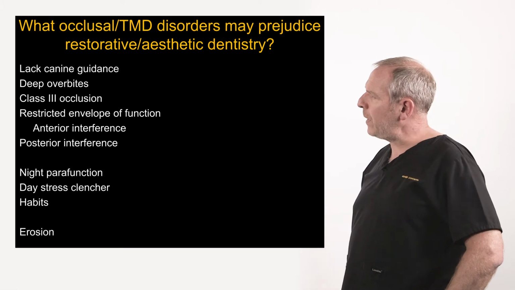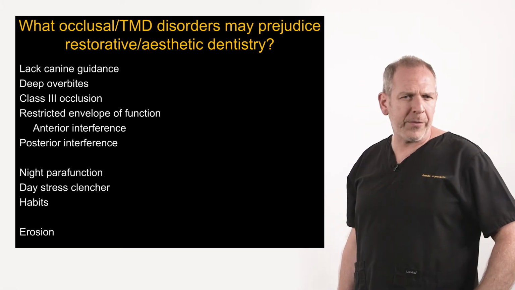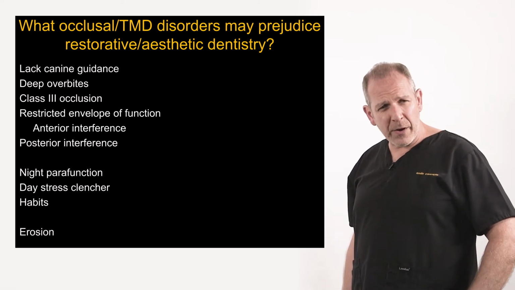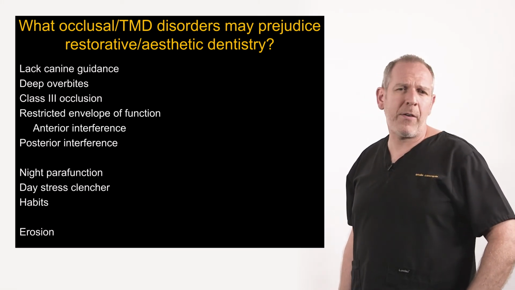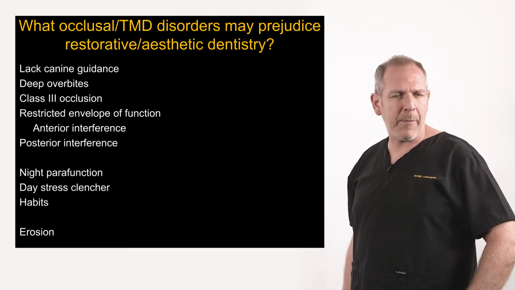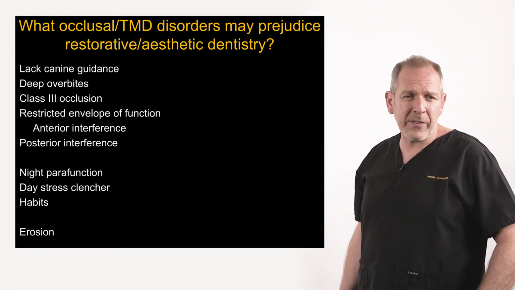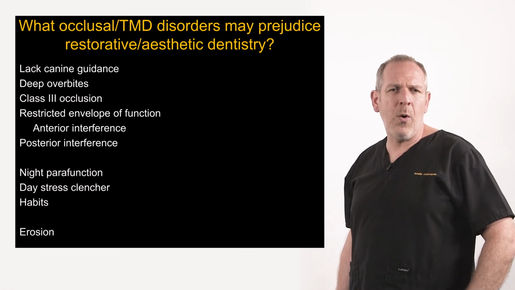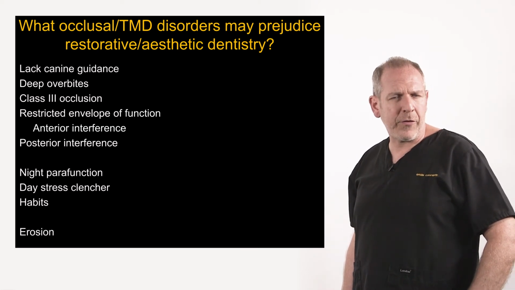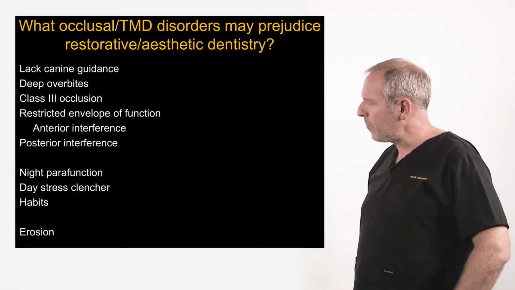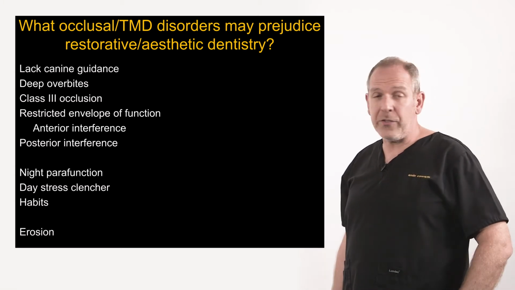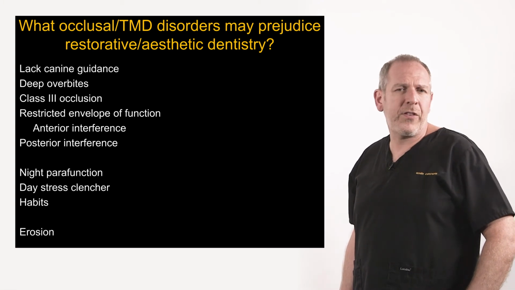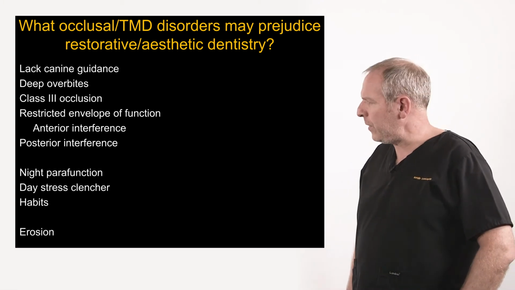What else would be an occlusal disorder that could upset our restorative dentistry? Night parafunction, because patients who parafunction at night could be grinding for perhaps 40 minutes an evening, and they could be putting 5-6 times more than the normal amount of pressure or load through the teeth. Day stress clenchers, interestingly enough, can produce as much damage just through the sheer stress clenching during the day.